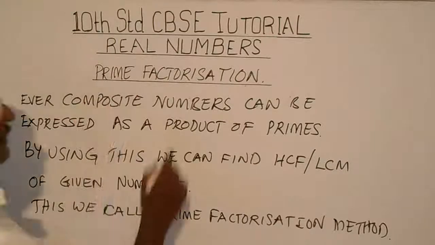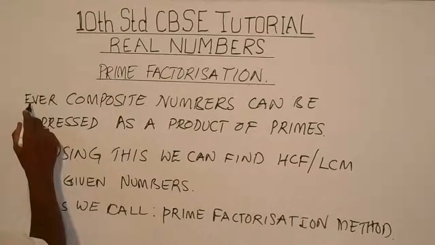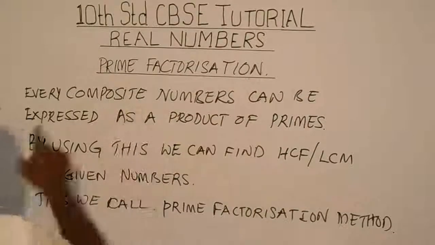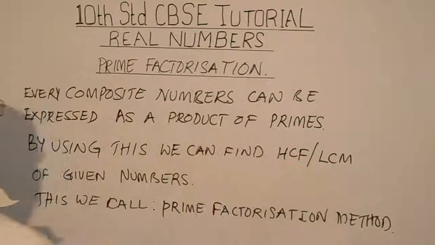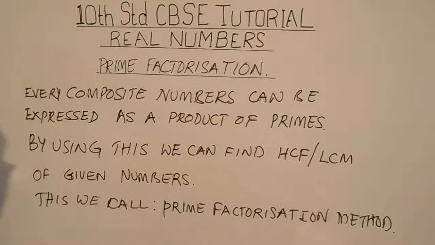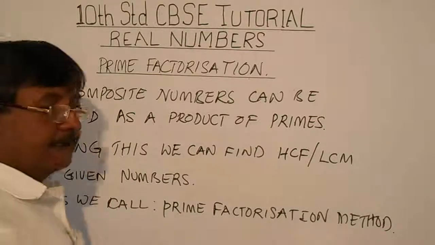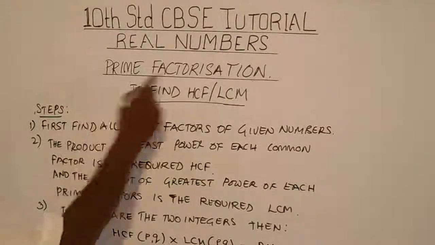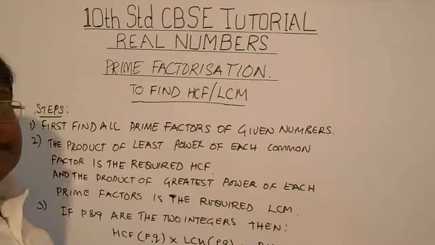Now we'll look into the prime factorization method. What is the prime factorization method? Every composite number can be expressed as a product of primes. By using this, we can find the HCF and LCM of given numbers. This method we call the prime factorization method, used to find the HCF and LCM of the given numbers.